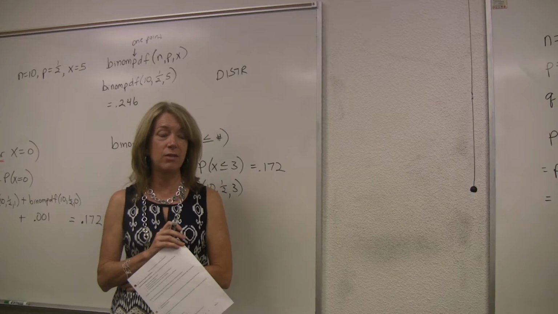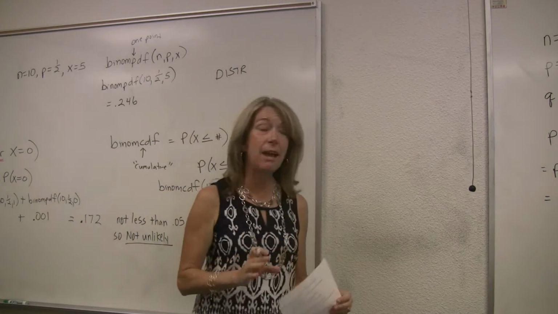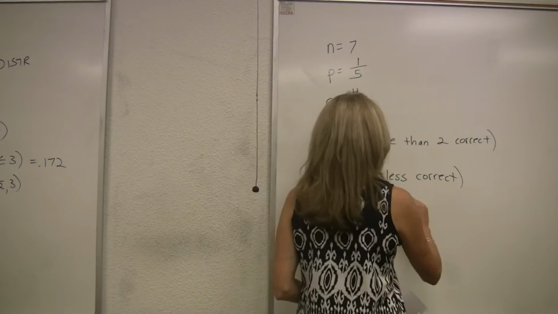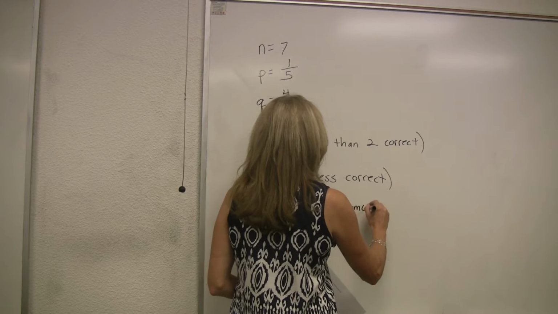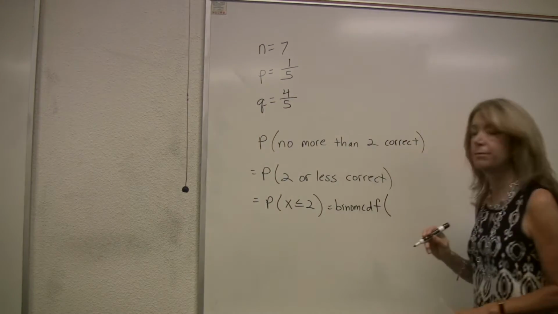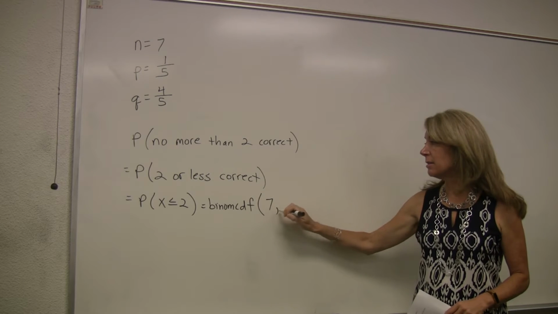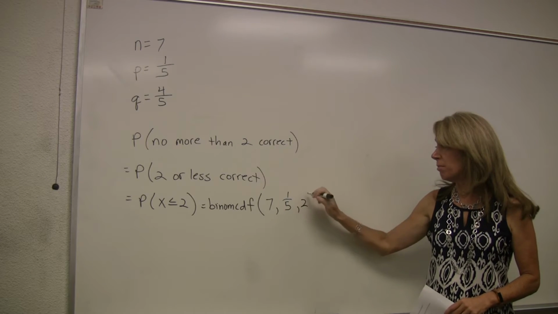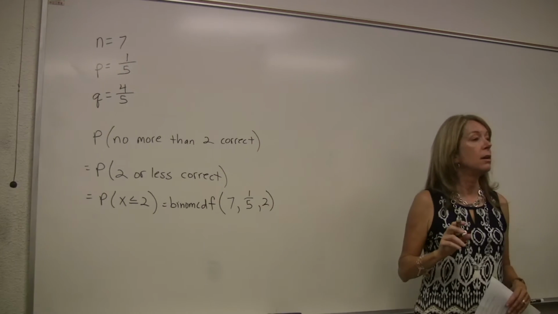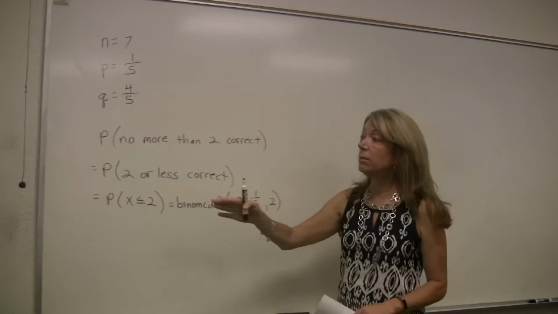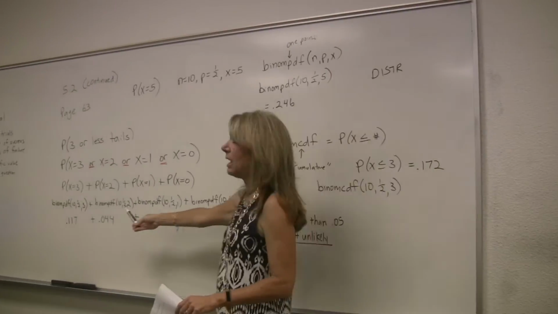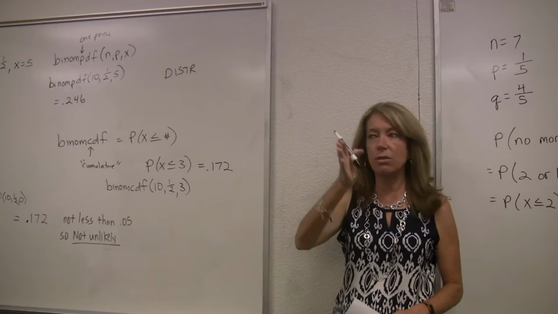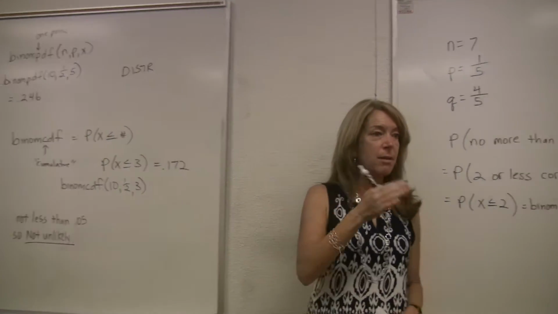So what am I going to do to answer that question? Binomial CDF, because I need everything from 2 down. Now what goes into my CDF? The 7, because that's my n. The 1/5, because that's my p. And then 2. Do I have to do the 2, the 1, and the 0? Remember, our options are to do the PDF a bunch of times, or just do the CDF, and the CDF automatically does 2 and 1 and 0. It does everything from that number down to 0.